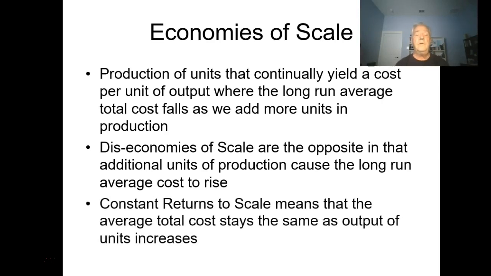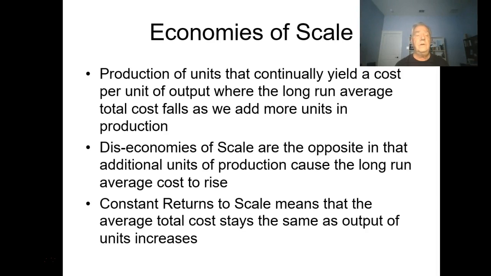Constant returns to scale mean that the average total cost stays the same as the output increases. So three things: the economies of scale, which means that as we go up the curve and produce more, we are yielding lower and lower costs per unit. When we hit a point on the curve, we incur diseconomies of scale, which means that our costs are starting to rise.